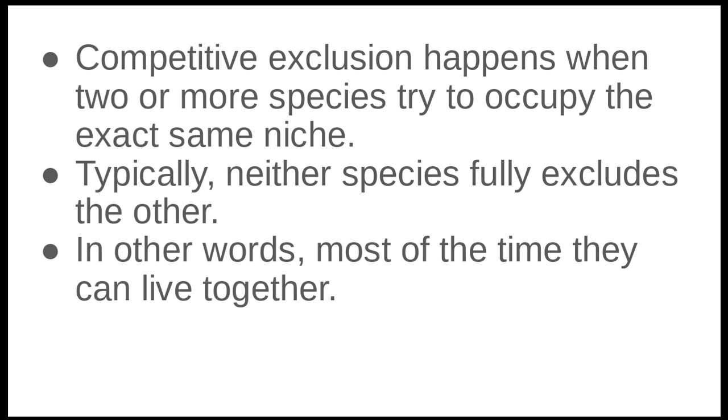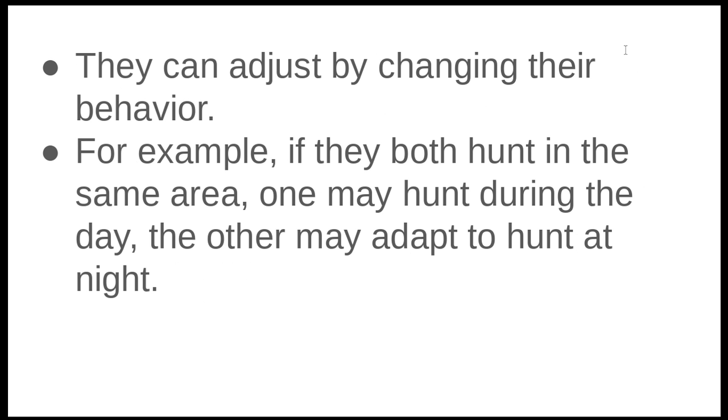Competitive exclusion happens when two or more species try to occupy the exact same niche. Again, their niches overlap. And that can lead to something called competitive exclusion, where one species tries to push the other species out. Now, typically, neither species will fully exclude the other. Typically, the one species will not completely kick the other species out. Oftentimes, something will happen that will allow these organisms to live together. The organisms can adjust by changing their behavior.